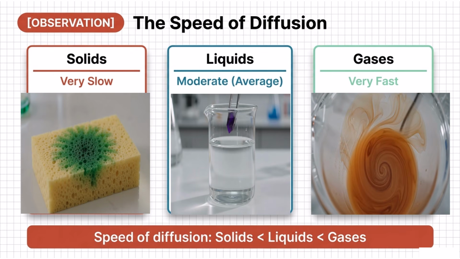Here a gas of bromine vapor. We notice that the gases diffuse very fast. So here we talk about the speed of diffusion. In solids diffusion is very slow, in liquids moderate, and in gases very fast.